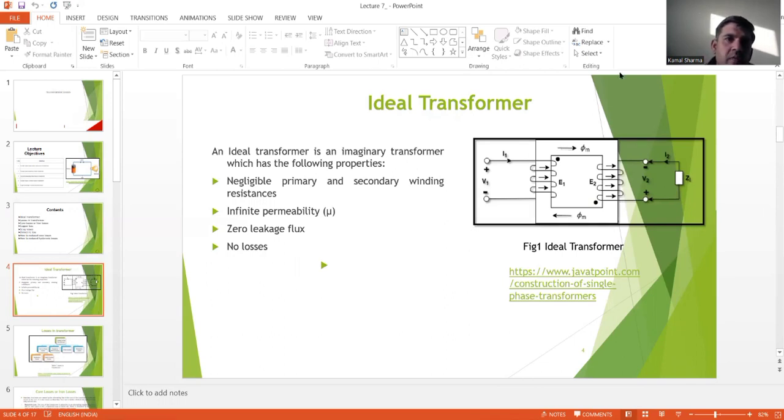So the ideal transformer is one which does not have any kind of loss. We have negligible primary and secondary winding resistance, infinite permeability. Infinite permeability means the core is a pure magnetic circuit, zero leakage flux, no losses. This is the condition. Please note it down. This is very, very important for the ideal transformer.